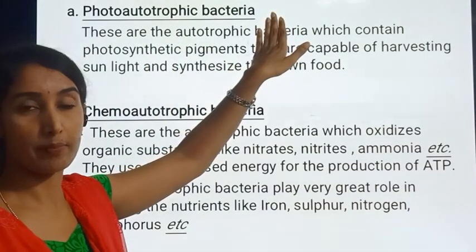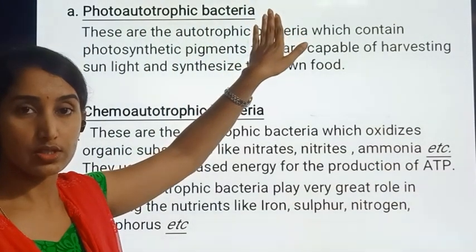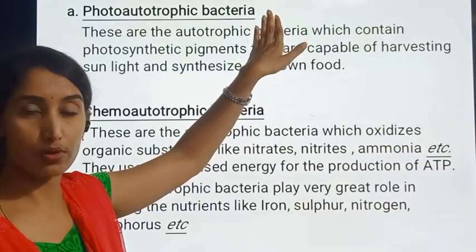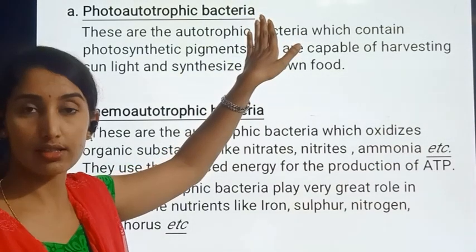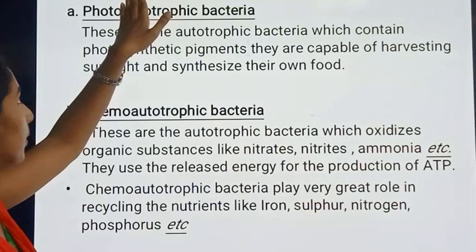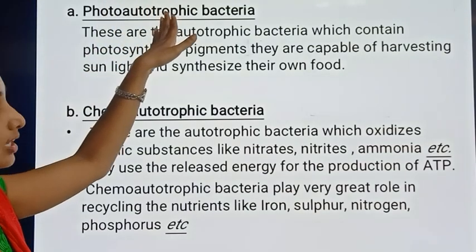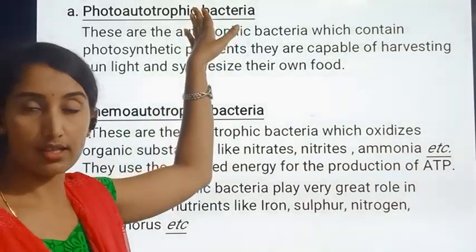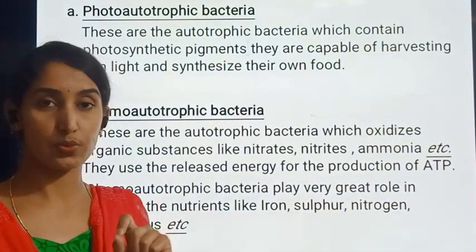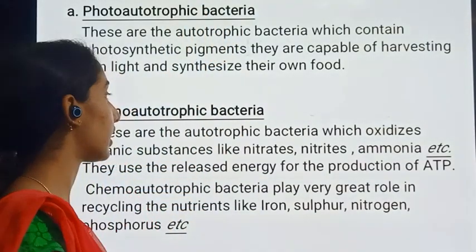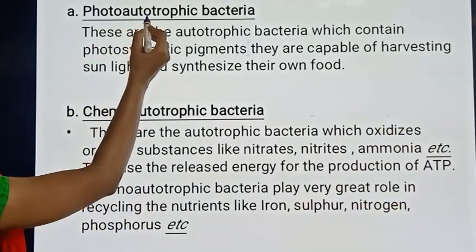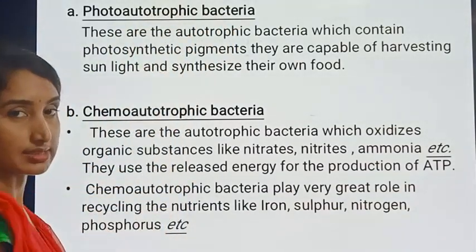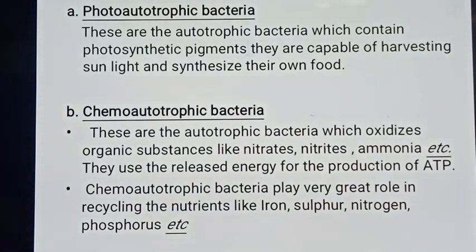So because of that reason, we are calling them photoautotrophic bacteria. The bacteria which are manufacturing their own food in the presence of light, with the help of photosynthetic pigment. That is why we have given them the name photoautotrophic bacteria.